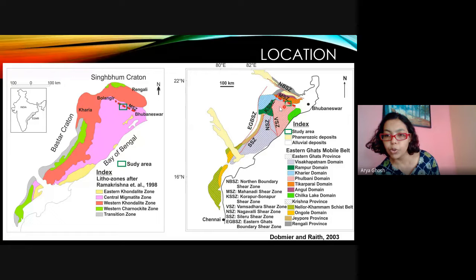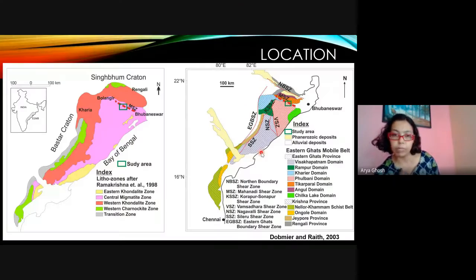And not only the Mahanadi shear zone, there are some other shear zones also marked in this map, which have been marked by Chetty and co-workers, and then these have been superposed on the province and domain map proposed by Dobmeier and Wright. So if we superpose these two maps, then we can see that most of the shear zones follow the boundaries of the domains proposed by Dobmeier and Wright.